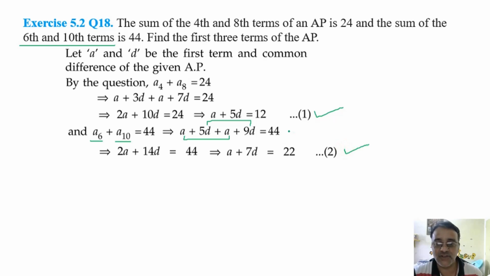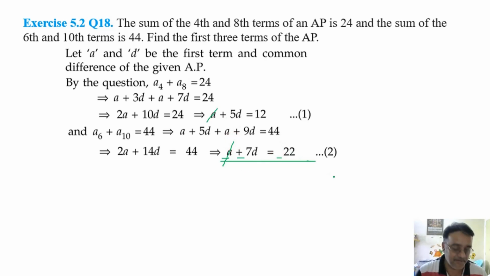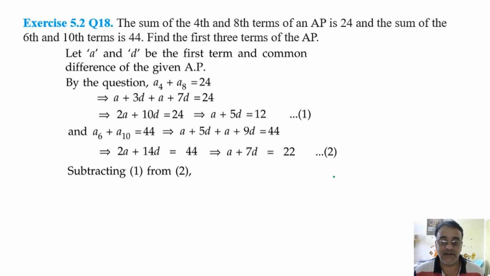Now we have to solve the first and second equation. The coefficient of A is the same, and the sign is also the same, so we are going to subtract. If we subtract, A will be cancelled, and minus 2D is equal to minus 10 we are getting. And if you subtract in reverse order, 2D is equal to 10. So subtracting 1 from 2, the reverse one. 2D is equal to 10. So what is the value of D? 5. Very good. D is equal to 5.